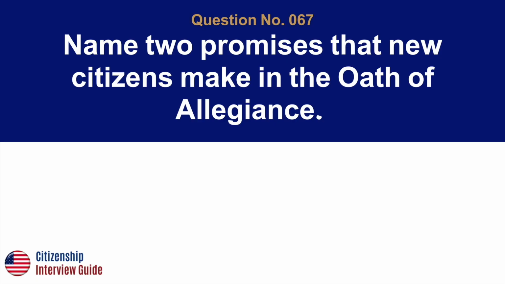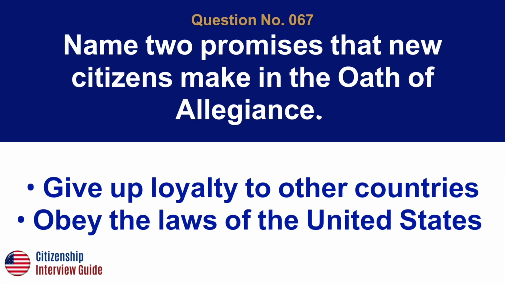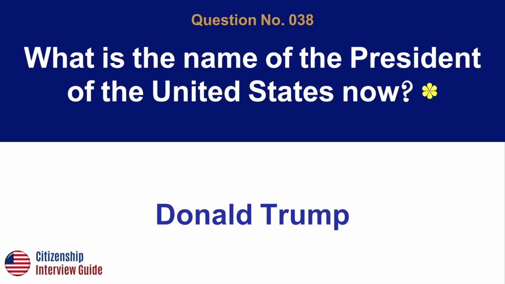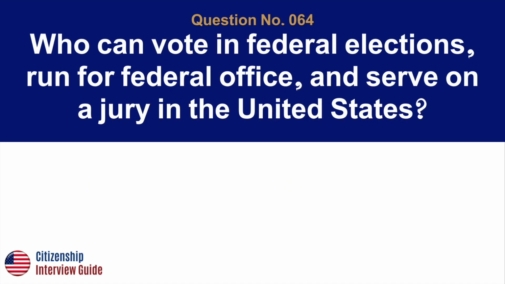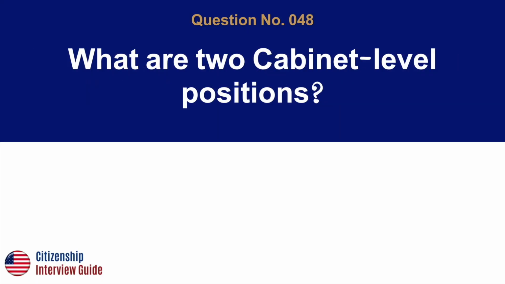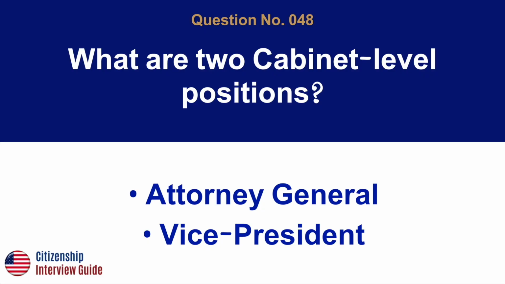Name 2 promises that new citizens make in the Oath of Allegiance. Give up loyalty to other countries. Obey the laws of the United States. What is the name of the President of the United States now? Donald Trump. Who can vote in federal elections, run for federal office, and serve on a jury in the United States? Citizens of the United States. What are two cabinet-level positions? Attorney General, Vice President.